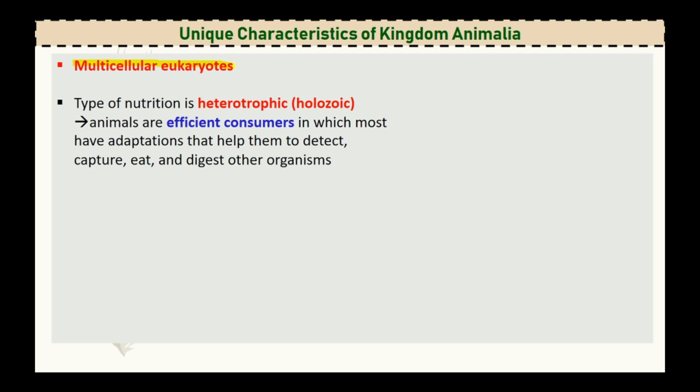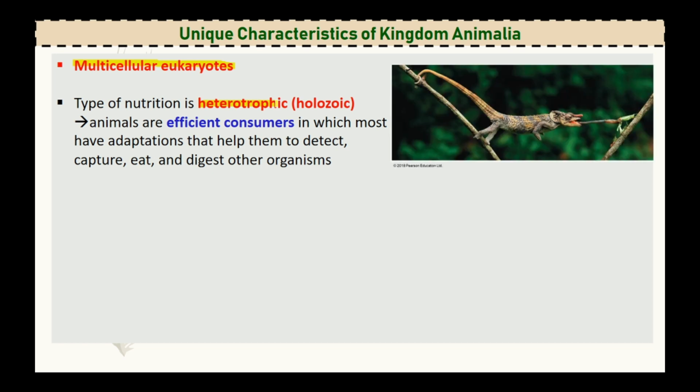Let's discuss the unique characteristics of Animalia. Firstly, all animals are multicellular eukaryotes. Multicellular means that the body of an animal is made of many cells. Eukaryotes means that the cells of an animal have a true nucleus. Secondly, the type of nutrition for animals is heterotroph by holozoic, which means that animals are efficient consumers that take in nutrients from other sources as their organic carbon.